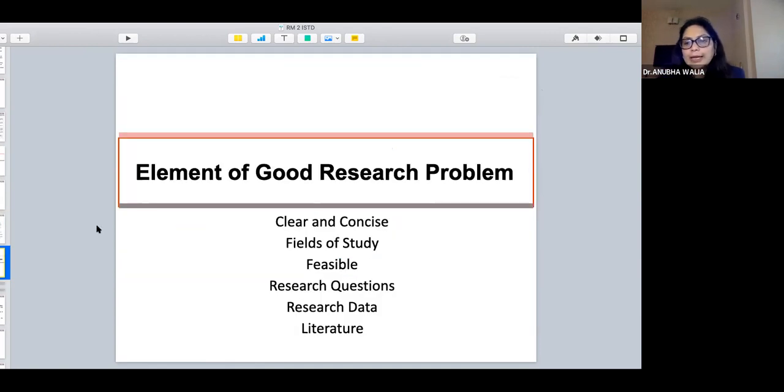Okay, super. So the elements of good research: definitely it has to be clear and concise, which is very, very important. Whatever you are doing should be very clear cut. The problem should be related to one or more fields of study, so you need to avoid research problems that don't have a relationship with one or the other field of study. The research problem should also be very feasible. I always say a good research problem is one that you can study within a given time frame and budget. Otherwise it will not work.